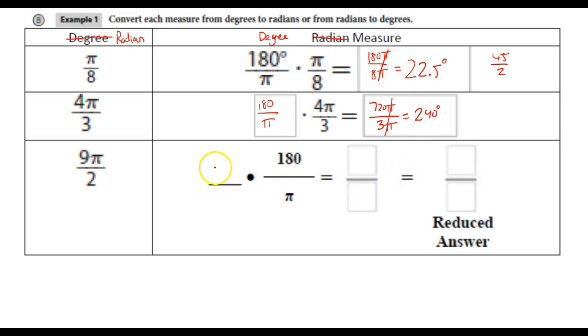Alright, let's go moving right along. That would be 9 pi over 2. So let's multiply our denominators, 2 pi. And 9 times 180 would be 1620 over pi. The pi's will cancel out, and let's go ahead and we can reduce it. We don't really have to. We can actually put it as a decimal value. So what would that be as a degree?